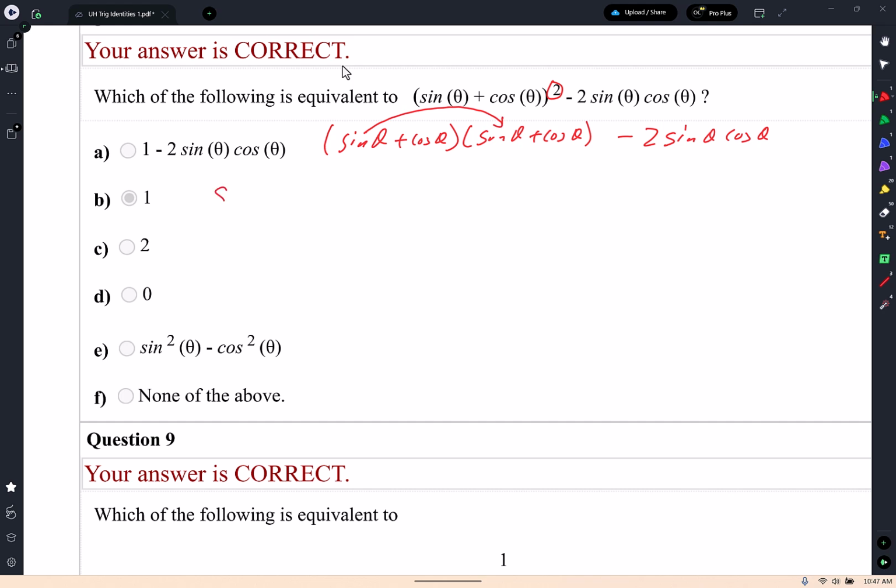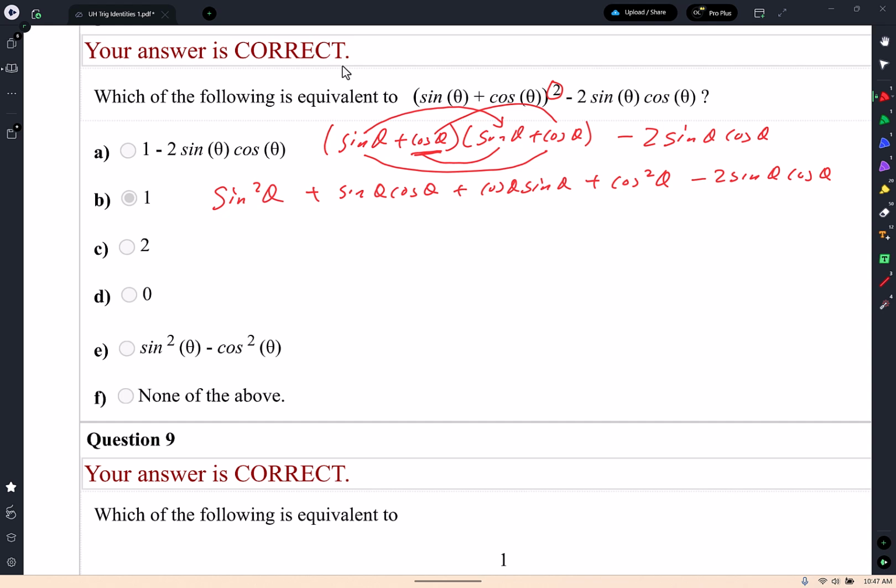Sine times sine, sine squared. Sine times cosine is sine theta cosine theta, but I want you to realize that you're going to have two of them, so you should really be putting a 2 in the front. But I'm going to show you where it comes from, see? Plus cosine theta sine theta, plus cosine squared theta minus 2 sine theta cosine theta. Okay. A times B is the same as B times A. So these two right here, no, they don't cancel because there's a plus in the middle.